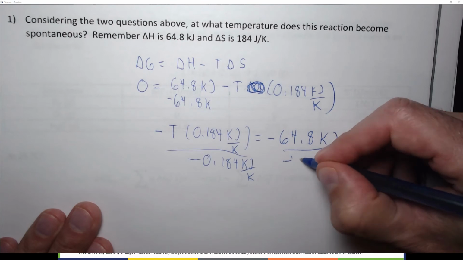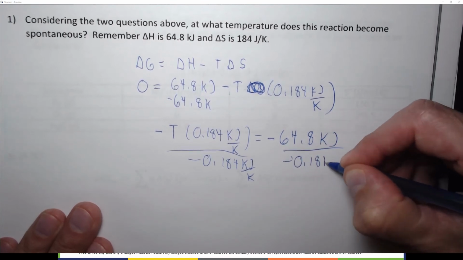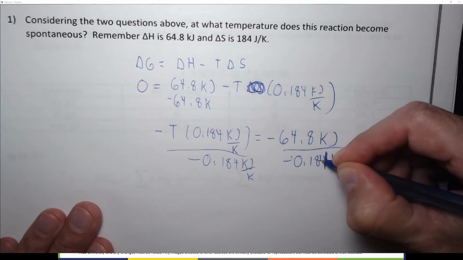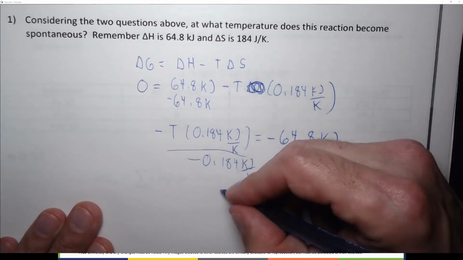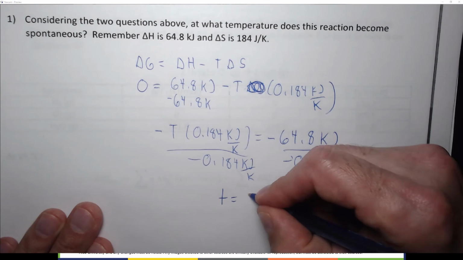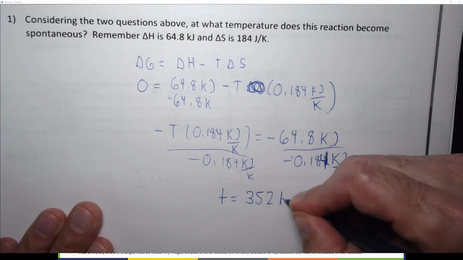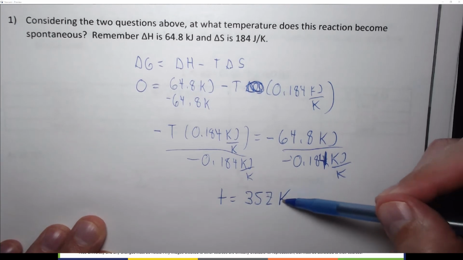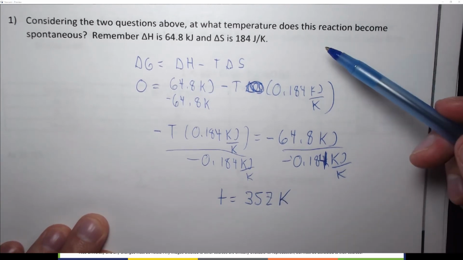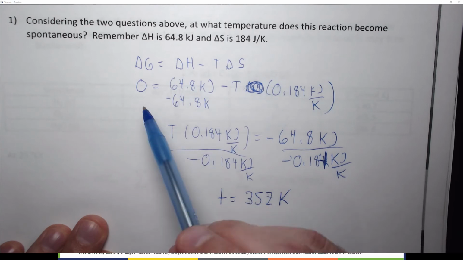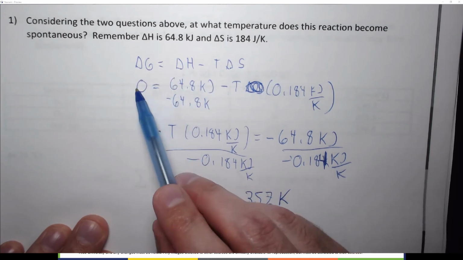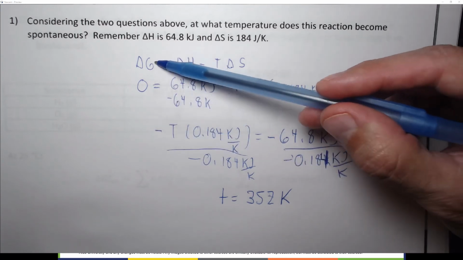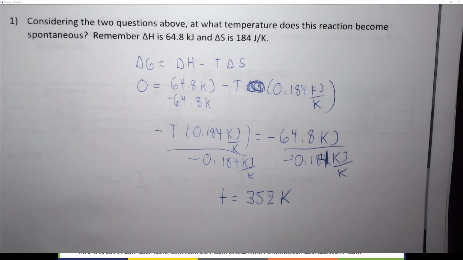Divide by negative 0.184 kilojoules per K. It's a little messy. Okay. And when I do that, I find that T equals 352 K. So at any temperature above 352 K, this reaction will become spontaneous. So in order to answer this question, what I had to do was I had to set this delta G equal to 0 because that's the tipping point, right? If it's above 0, it's not spontaneous. And if it's below 0, it's spontaneous.